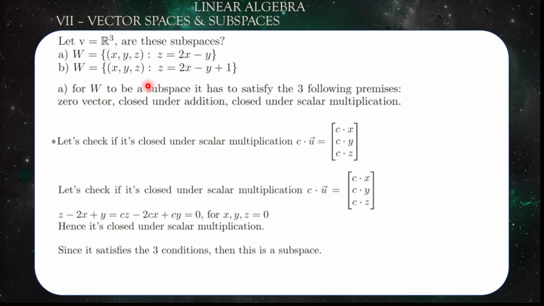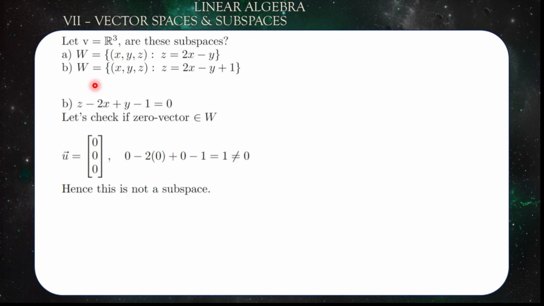Now, in the meantime, try to solve b, which is the second exercise. Okay, b: w is equal to x, y, z, for z equal to x minus y plus 1. Prove that it is a subspace. First, let us check if the 0 vector exists in w. So for u equals 0, 0, 0, let us replace z, x, and y with 0.